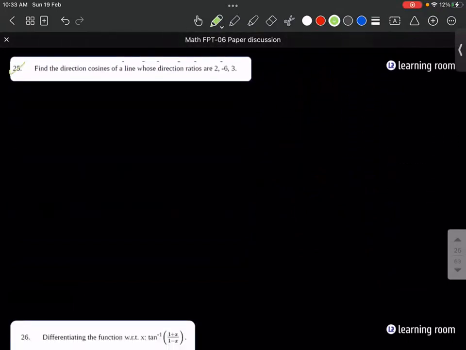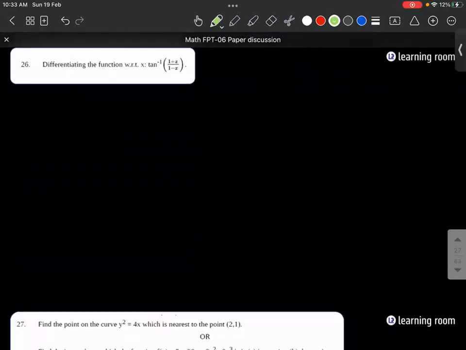25th. Find the direction cosines of the line whose direction ratios are 2, minus 6, and 3. This is very simple. So what is square root of a square plus b square plus c square? 4 plus 36 is 40. 40 plus 9 is 49. So 7. Answer will be 2 by 7, minus 6 by 7, and 3 by 7.